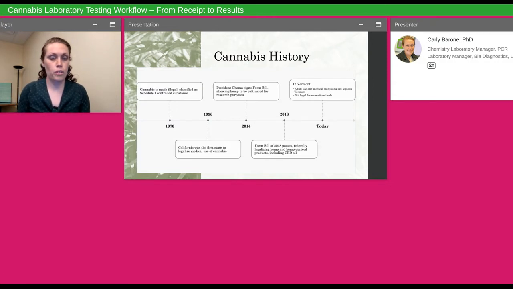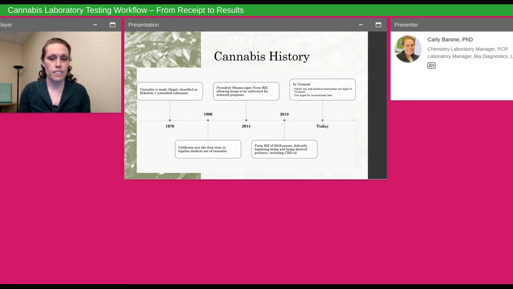Just a quick overview of the history of cannabis. Cannabis actually dates back about 6,000 years to 4,000 BC in China when it was actually used as a food crop. But today we will just be looking at the past 50 or so years, starting in 1970 when cannabis was made illegal and classified as a Schedule I controlled substance.